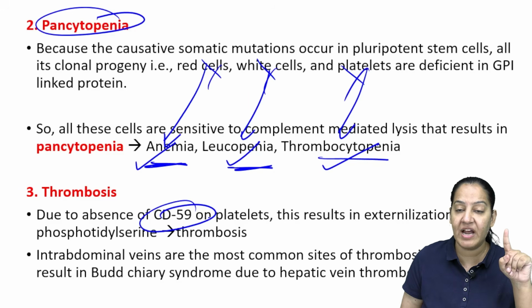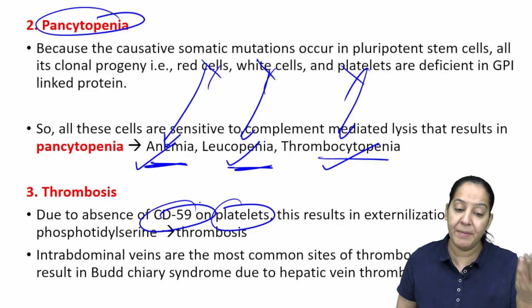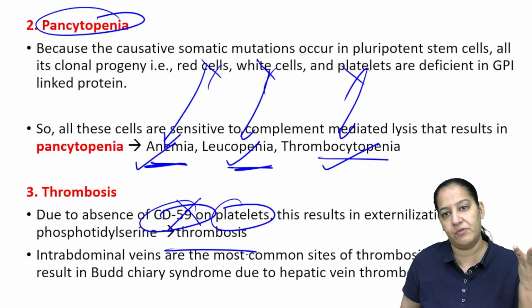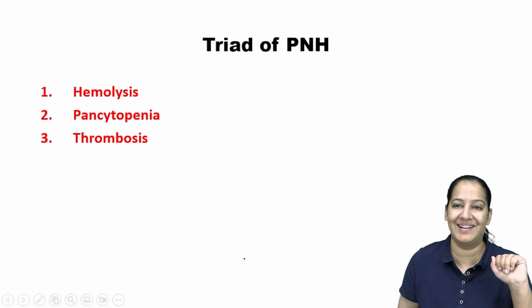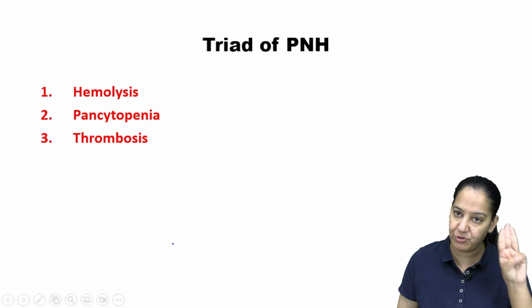Apart from that, CD59 has one more function on the platelet. Because of the absence of CD59, there is thrombus formation. So thrombosis is the third thing. So this is a typical triad of PNH. Please learn that. So the typical triad of PNH has three things.